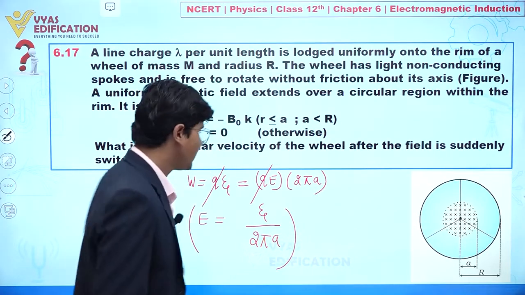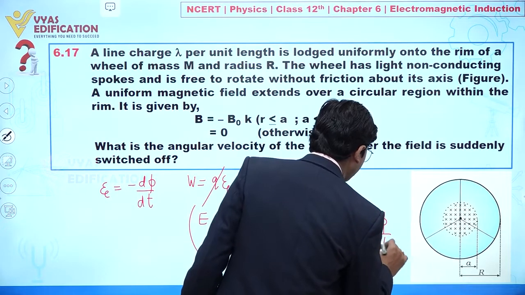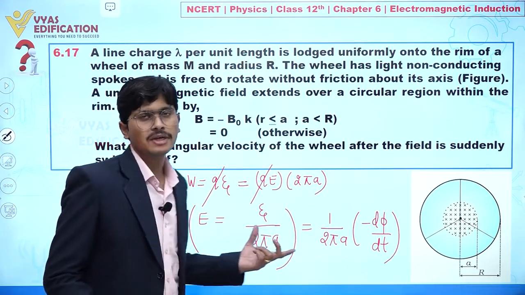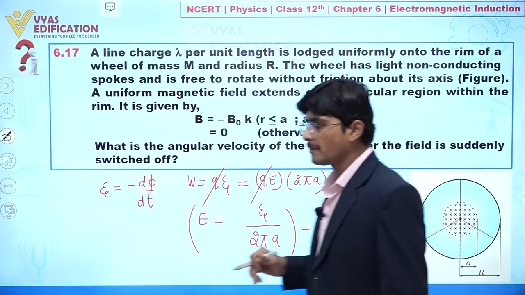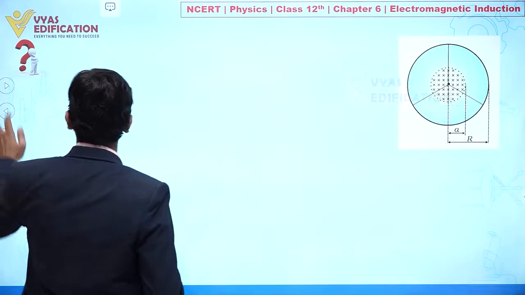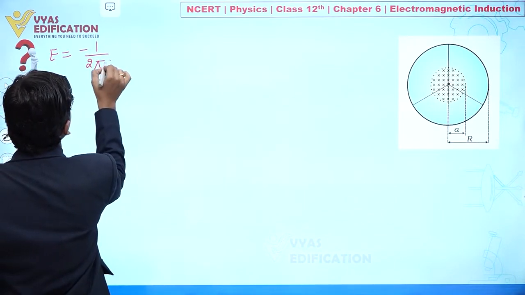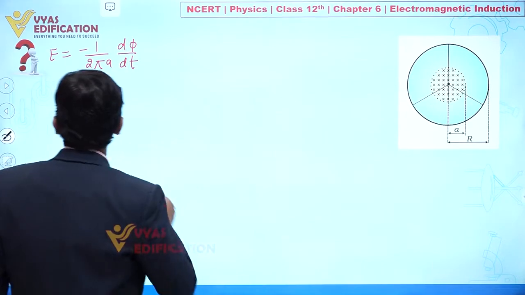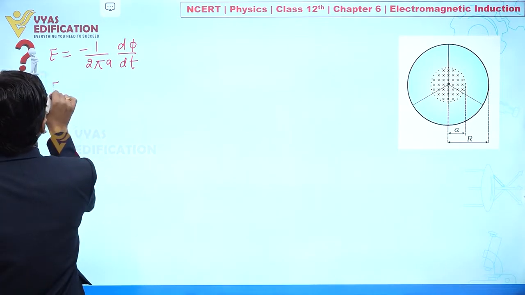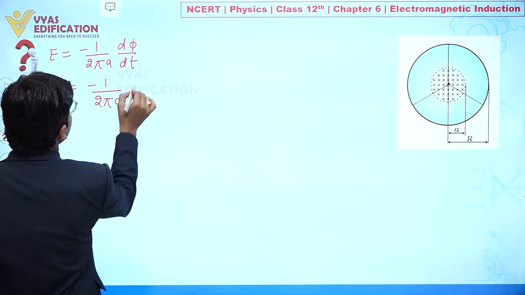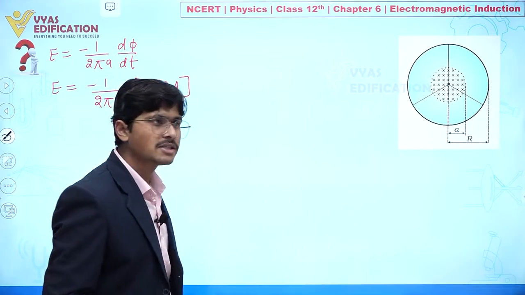Now we know very well that E is given by 1 upon 2 pi a times minus d phi by dt. That is the electric field. Now phi is given by B multiplied by A. So E equals minus 1 upon 2 pi a times d phi by dt, which is d by dt of B A, that is magnetic flux, B multiplied by A.